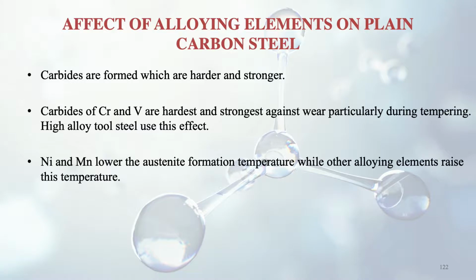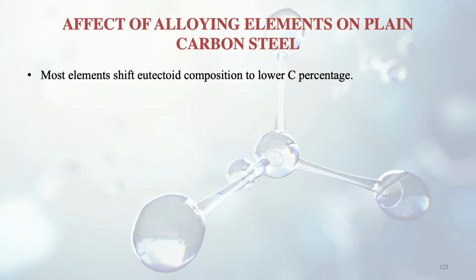And what does nickel and manganese do? They lower the austenite formation temperature, while other alloying elements raise this temperature. So nickel and manganese will lower the austenite formation temperature. It may come around 723 degrees centigrade or lower than that. Most elements will do what? They will shift the eutectoid composition to lower carbon percentage. Meaning if we are adding these alloying elements, then the 0.8% carbon eutectoid composition will move towards hypereutectoid.